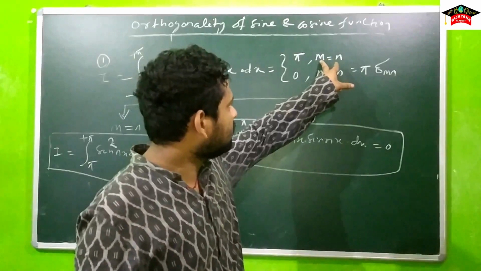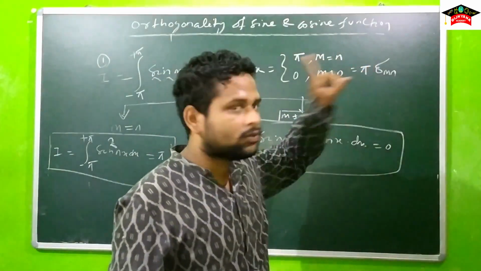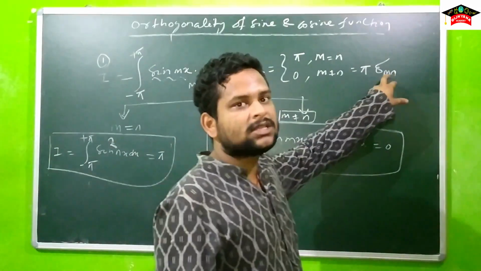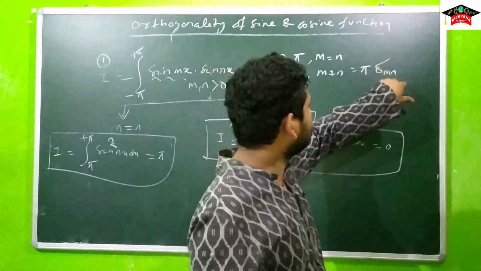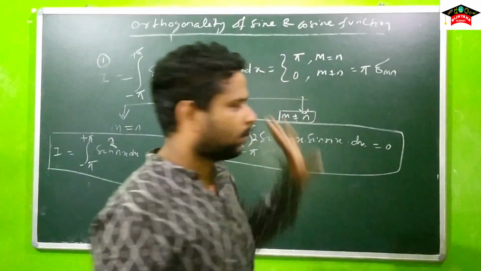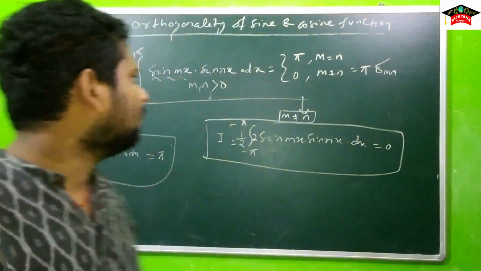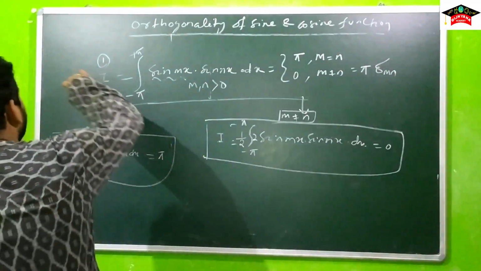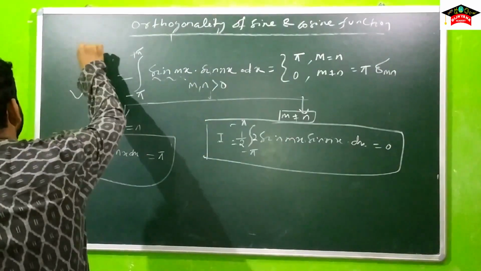So when m is equal to n, delta mn is 1, so pi into 1 is pi. And when m is not equal to n, the delta function is 0, so 0 into pi is 0. So the whole idea is that we have to write the whole integration into a simple form. And the simple form is this one. The first integral form is this one.